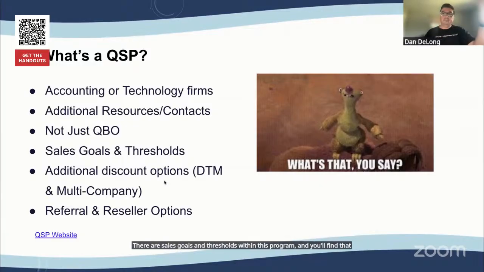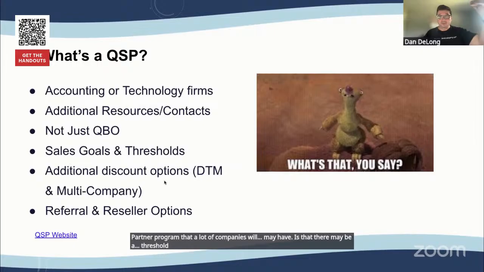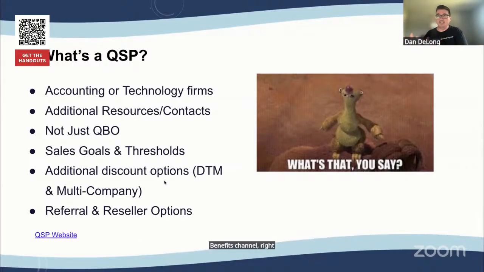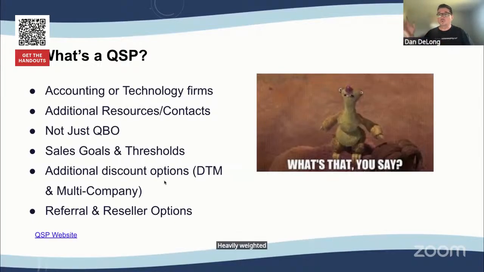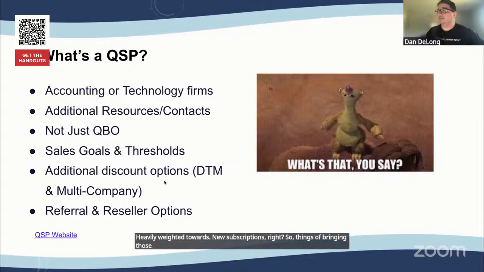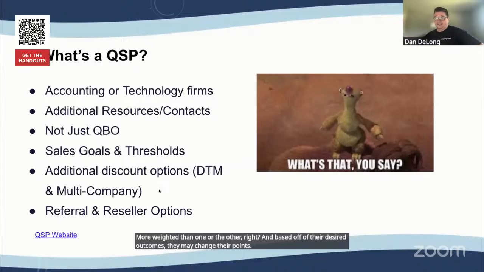And you'll find that with any partner program that a lot of companies may have, there may be a threshold or tiers. The more that you sell, the more you get, right? You've seen that in the ProAdvisor benefits channel, where the more points you get, and you see those points are heavily weighted towards new subscriptions. So bringing those in is weighted a little bit more than others, and based off of their desired outcomes, they may change their points so that it does that.